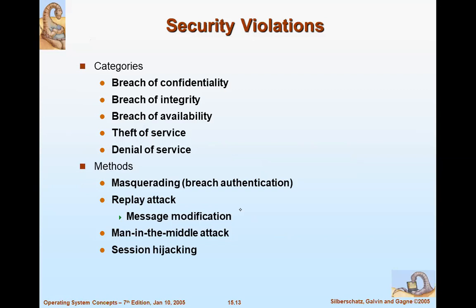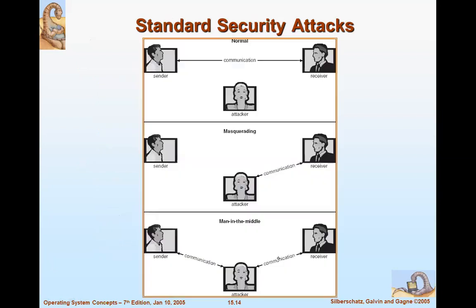There are certain security violations, in which the different categories are: the first one is breach of confidentiality, then breach of integrity, breach of availability, theft of service, and denial of service. And there are certain methods like masquerading and replay attack, meaning message modification on the link between sender and receiver, the man-in-the-middle attack, and similarly session hijacking.